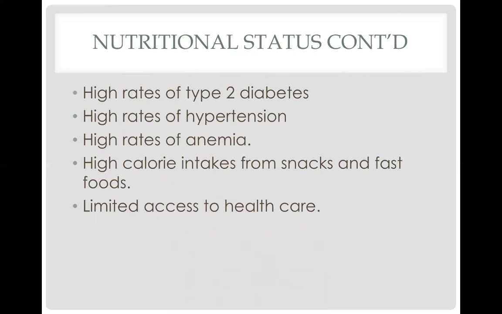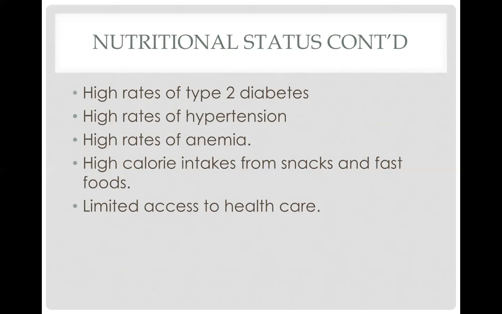There are high rates of type 2 diabetes, hypertension, which is high blood pressure, anemia, which is reduction in red blood cells, or inability to carry oxygen due to some sort of red blood cell deficiency, iron deficiency, B12 deficiency, folate deficiency. They have high calorie intakes. I mentioned that snacking is still very common in African American cultures, but when you think of snack foods, you don't think of too many that are healthy, especially the quick, affordable ones. And so this has negatively contributed to their health, and they often report limited access to healthcare.